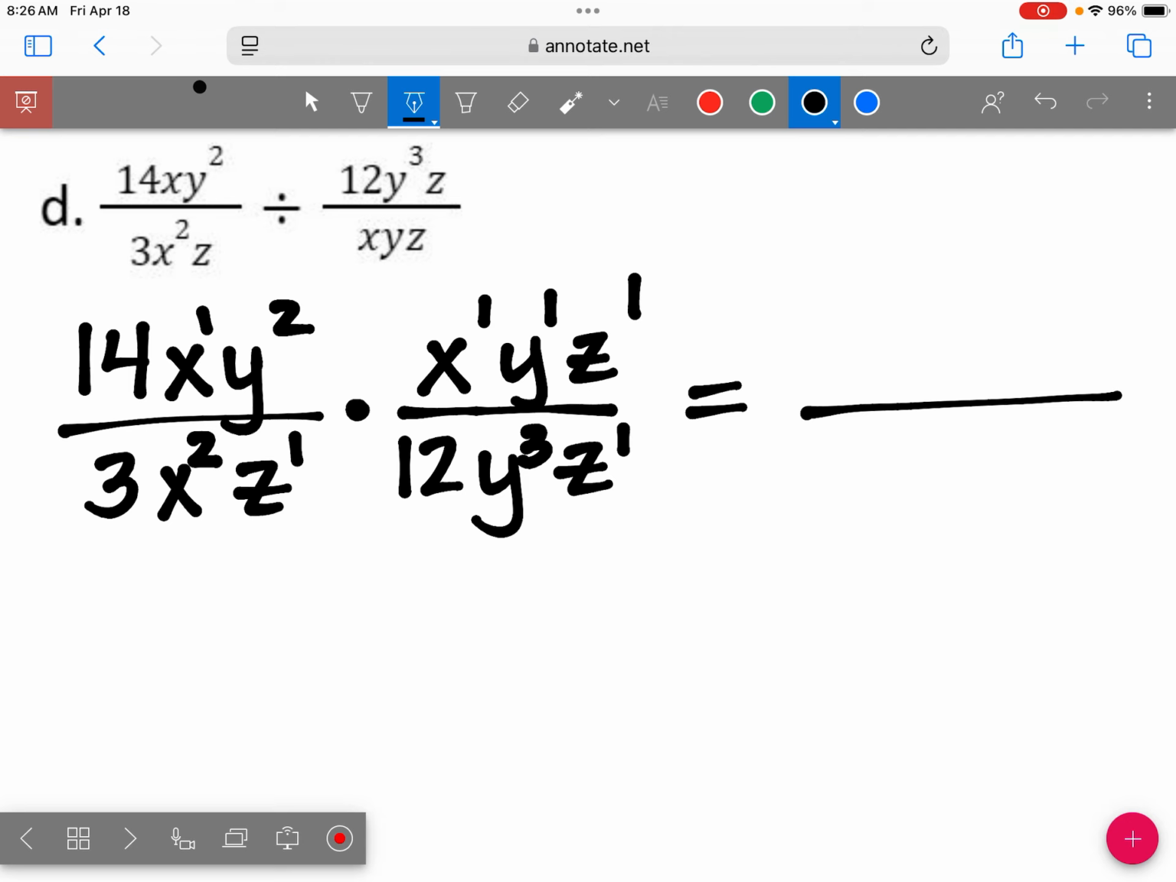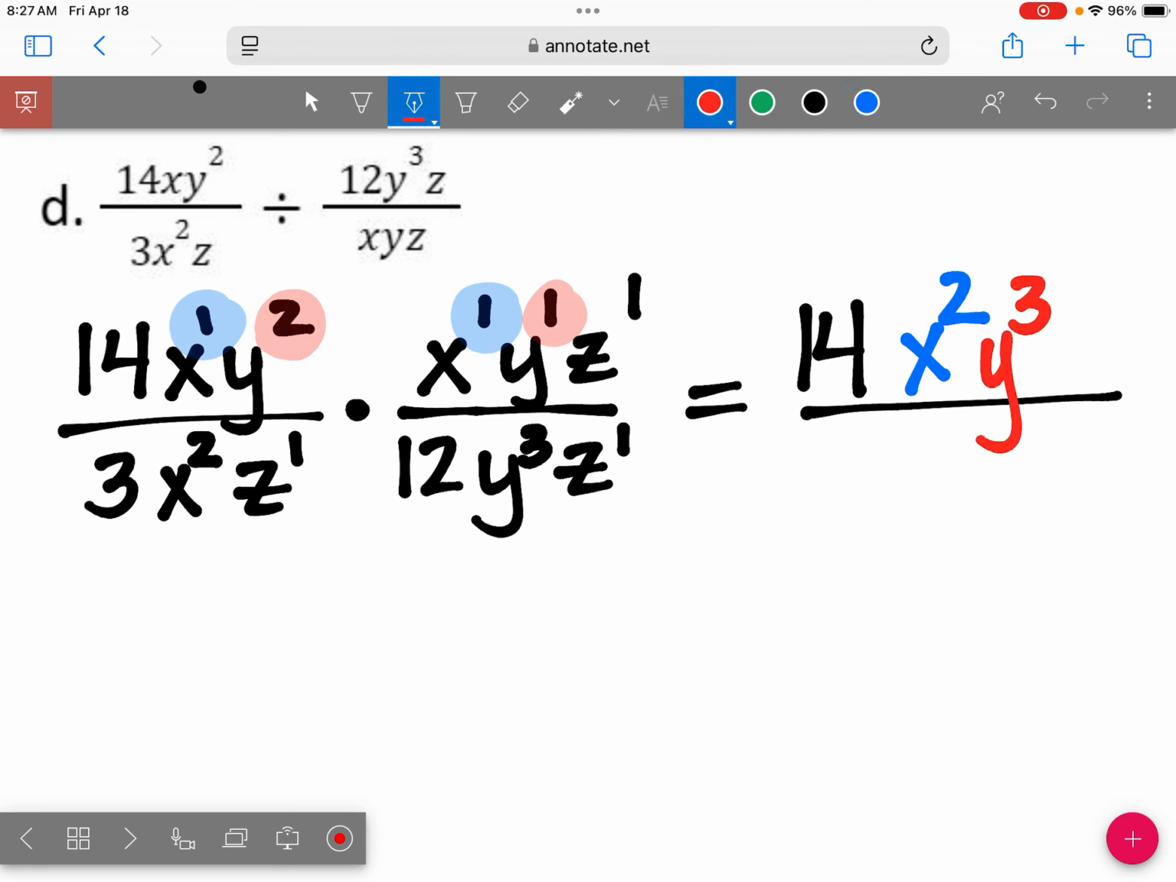Okay, so in the top, I have only 14. There's no number to multiply it by. There's an invisible 1. So now I'm going to start adding up my variables. So I have 1 x and 1 x. 1 plus 1 gives me 2. Then I look at my y's. I have 2 and 1. 2 plus 1 gives me 3. And there was only one z. And that's upstairs.